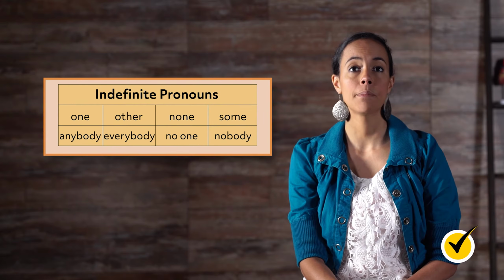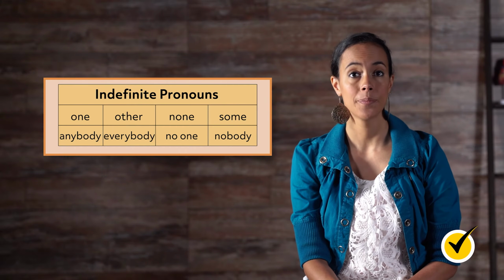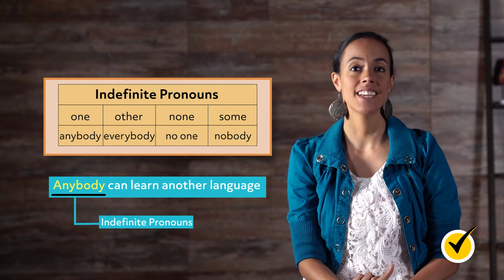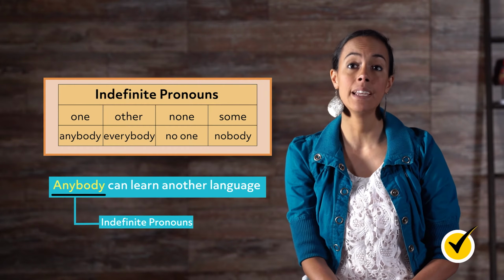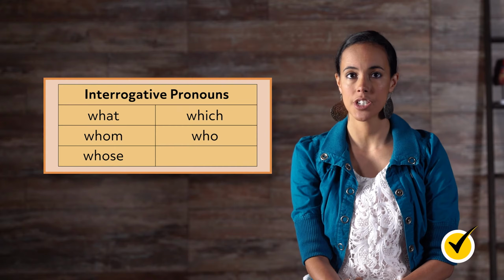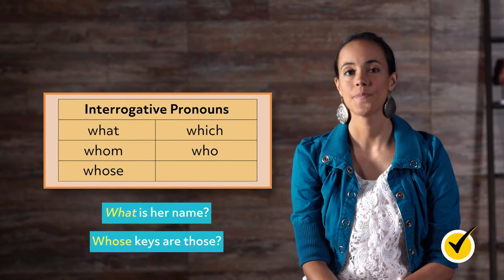Indefinite pronouns represent a person or thing that we don't have a specific number of. For example, anybody can learn another language. In this case, the indefinite pronoun is anybody because it refers to an immeasurable amount of people. Interrogative pronouns are used to ask a question. What is her name? Whose keys are those?